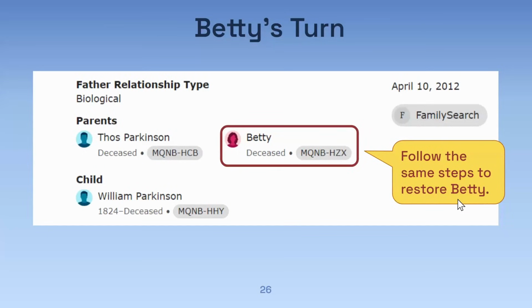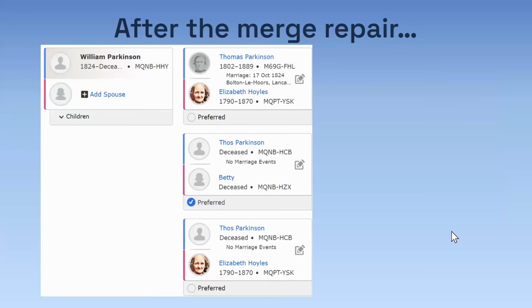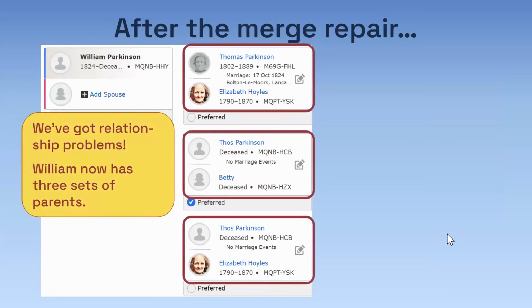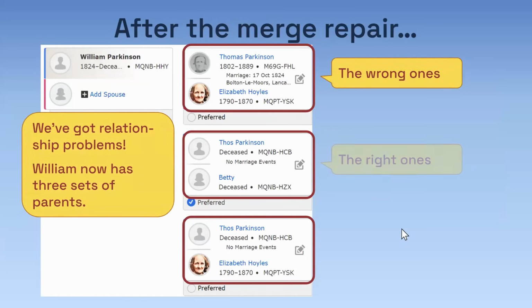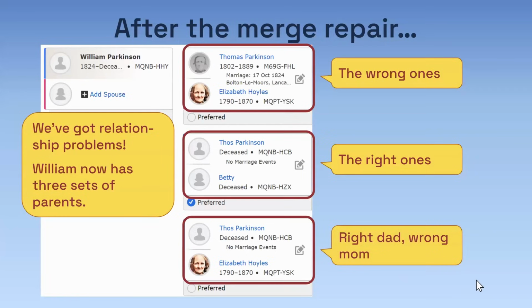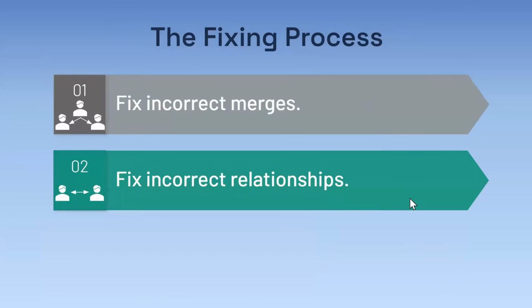Now we're going to see why it's important to undo bad merges before fussing with relationships. After the merge repair, we've got relationship problems. William now has three sets of parents. He only used to have one set. Well, he has that same set, but we know they're wrong. He has the right parents because we just restored them. Notice those PIDs match. And he has a right dad and a wrong mom. So we need to clean up this parent relationship and this parent relationship because both of those have wrong components. How do we do that?